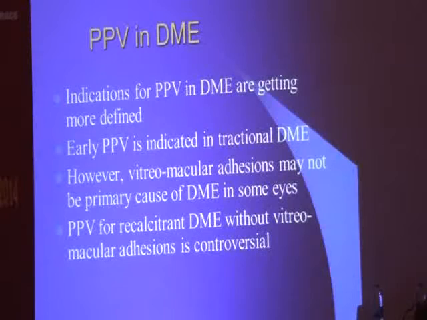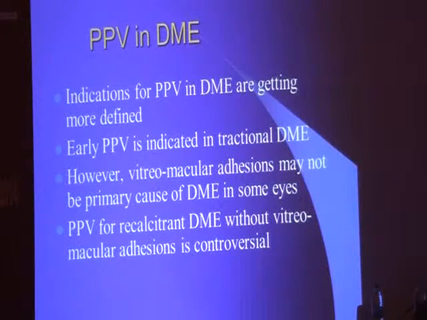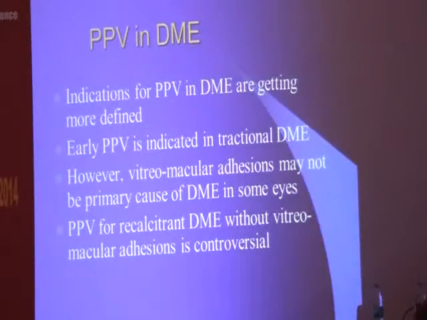If we look at these indications in the present context, they are getting much more well defined. And early PPV at this time is indicated in the tractional type of diabetic macular edema. However, once we talk of vitreomacular adhesion, where you don't have an adhesion, then in some of these eyes, I think the problem is not happening only because of the traction there.